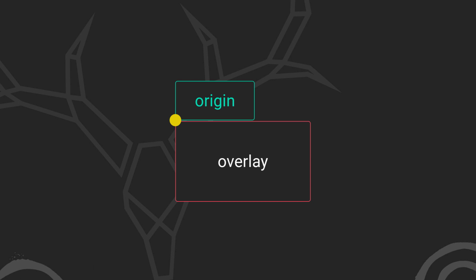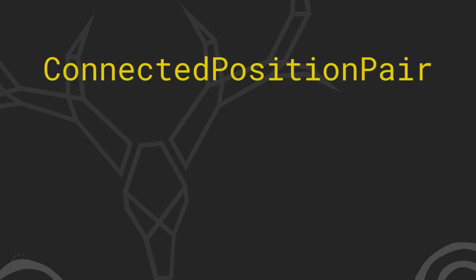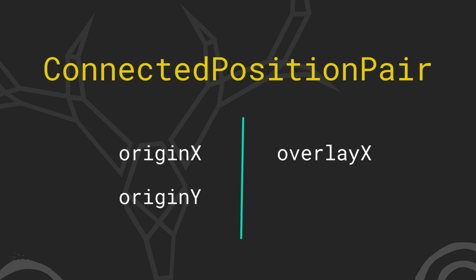It essentially takes the attachment point for the overlay and places the overlay at that point on the attachment point for the origin. These attachment points are created with an object known as a connected position pair. The most important properties of this object are the originX, originY, overlayX, and overlayY properties. These are what make up the attachment points for both the origin and the overlay.